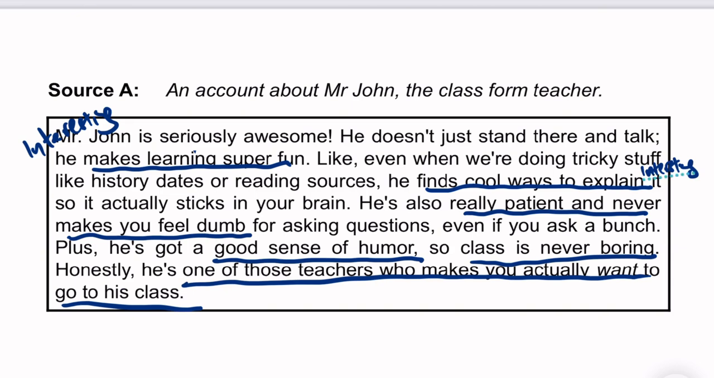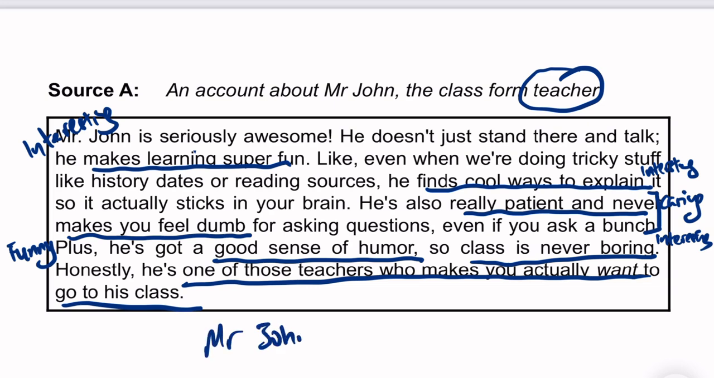He is really patient and never makes you feel dumb. This shows me that Mr. John is a caring person. And of course, a good sense of humor. He's funny. Never makes the class boring. So going back to the idea of interesting. And one of the teachers that make you always want to go to his class. All in all, when we put everything together, interesting, caring, and funny, this seems to be a very interesting, very attractive character. So in this case, if he's just a character, we can say, yes, he's an interesting character. Or another conclusion that we can make, because he's a teacher, is that Mr. John is a good teacher.